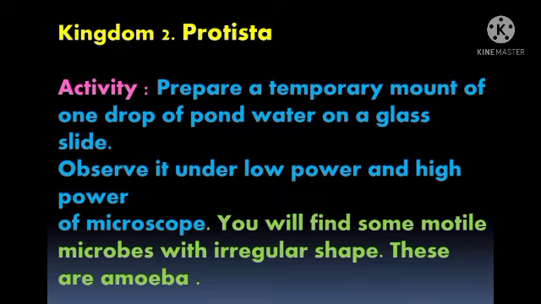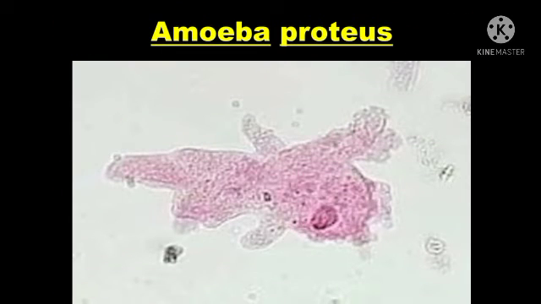What you will see, students? You will find some motile microbes with irregular shape. These are amoeba. What does motile mean, students? Motile means moving. An organism which is moving is known as motile. So students, when you observe the pond water under the microscope, you will find various organisms moving and they also have irregular shape. They are motile microbes with irregular shape and one of the examples is amoeba.